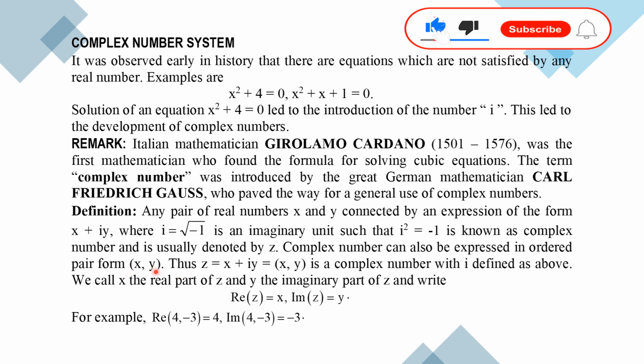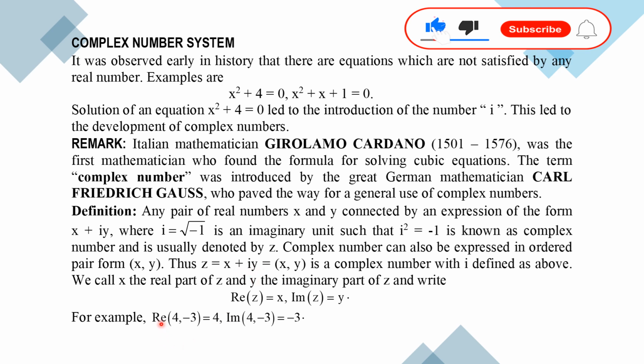In fact, ordered pairs x, y mean that we have the Cartesian product of real with real, the set of all ordered pairs x, y. Thus, here x belongs to real numbers and y also belongs to real numbers. Thus, z is equal to x plus iota y, which is equal to x, y, is a complex number with iota defined as above. We call x the real part of z and y the imaginary part of z. So the real part of z is equal to x, and the imaginary part of z is equal to y.